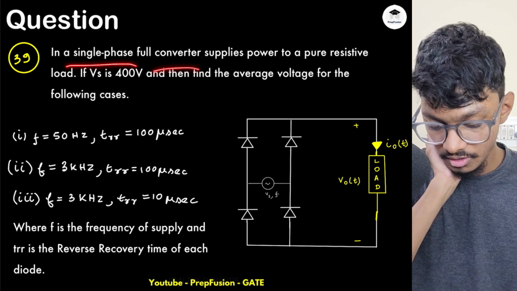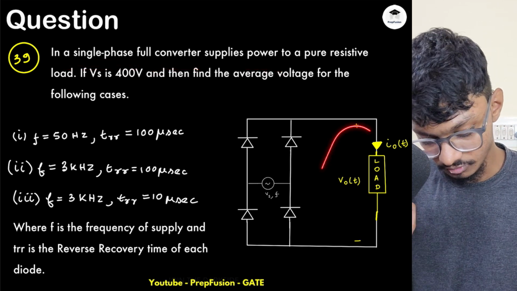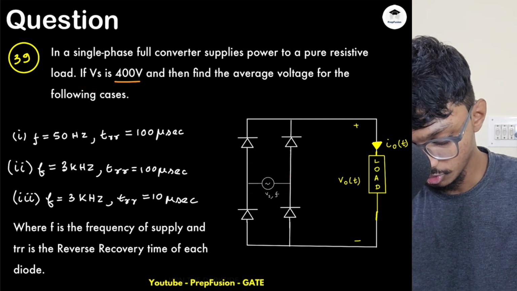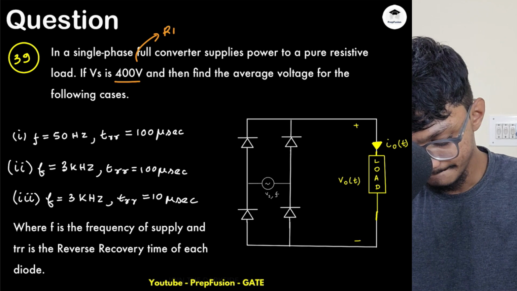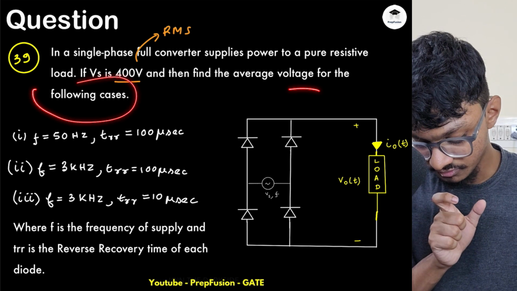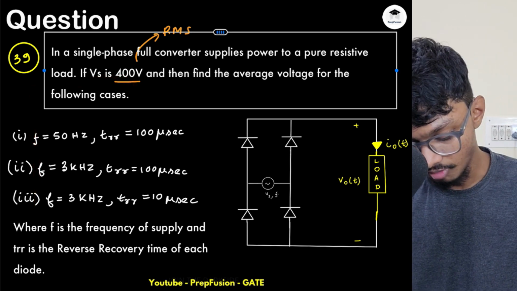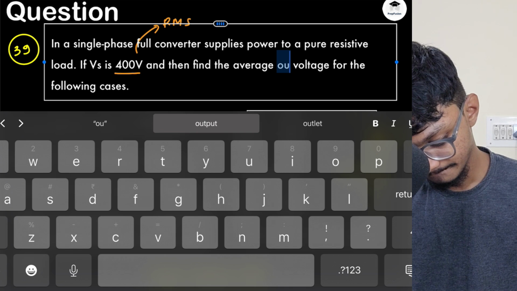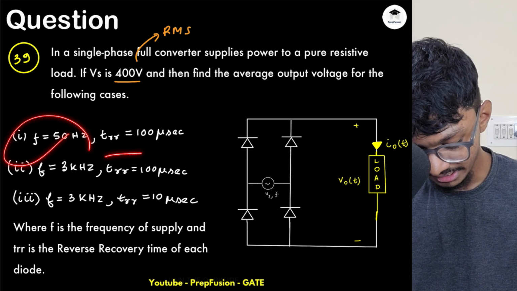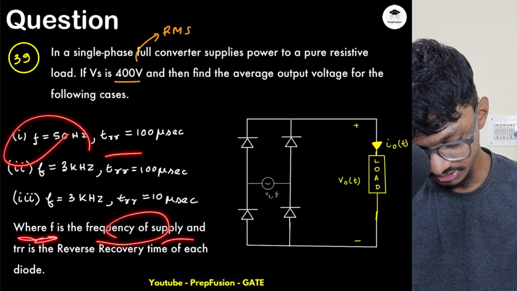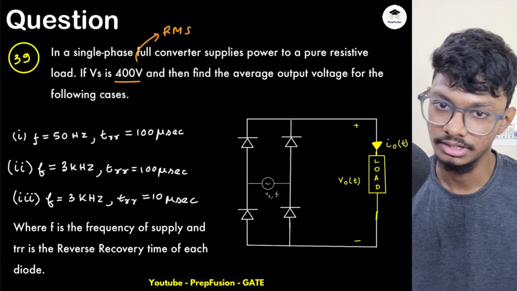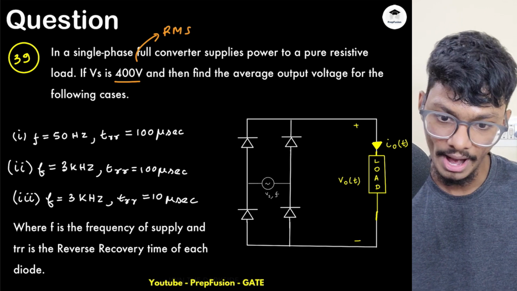In a single phase full converter supplying power to a pure resistive load, the load is pure resistive. Vs is 400. If they haven't mentioned anything, this will be simply RMS. Find the average output voltage for the following cases. Here, F is the frequency of the supply and TRR is the reverse recovery time of each diode. If you haven't studied the concept of reverse recovery, you have to go back and watch it.